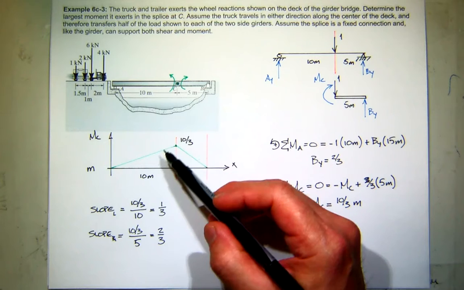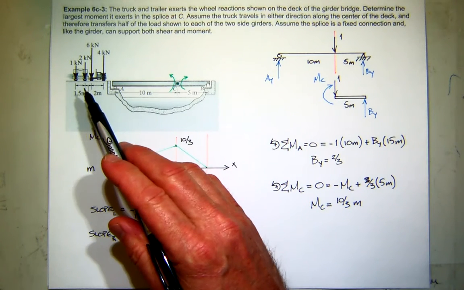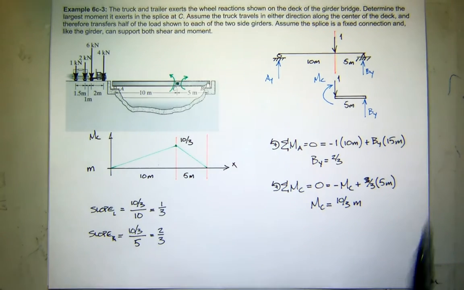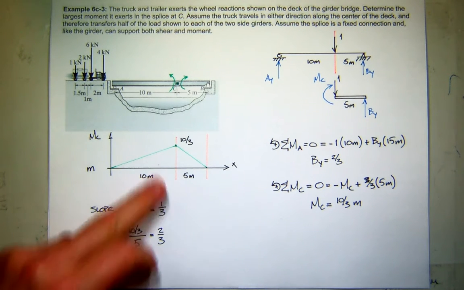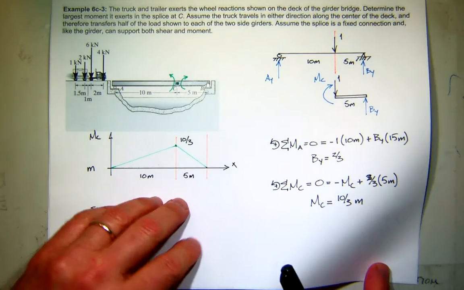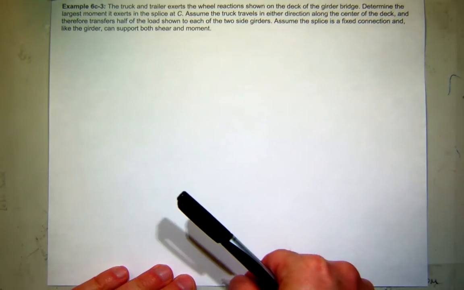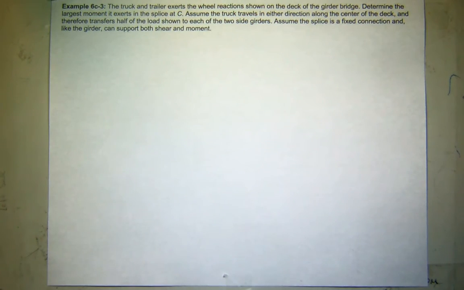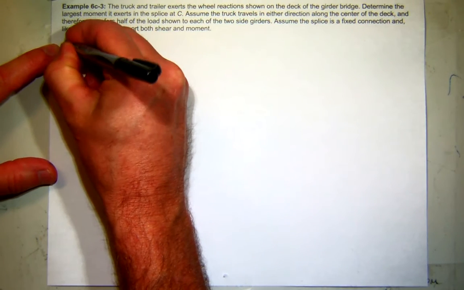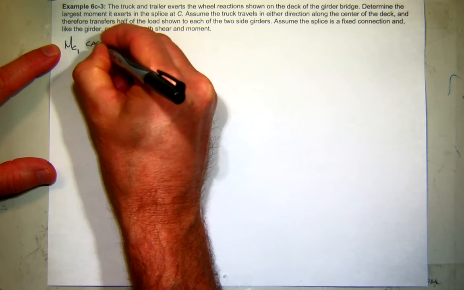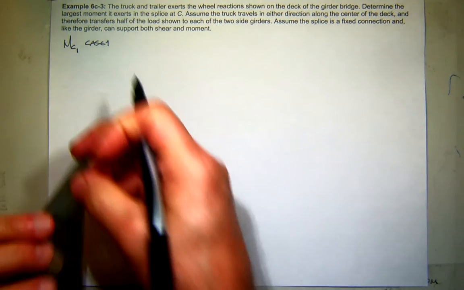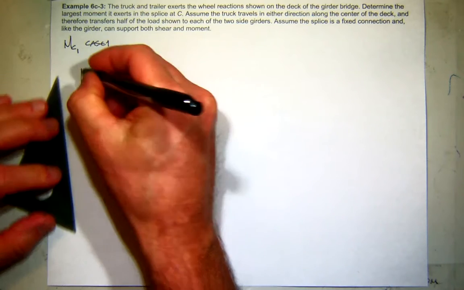So let's check it from left to right first. That's not a hard influence line to remember, so I'll just flip that up out of the way. And we'll check the first case. So we're still looking for the max C, say for case 1. So here's what my influence line looks like.